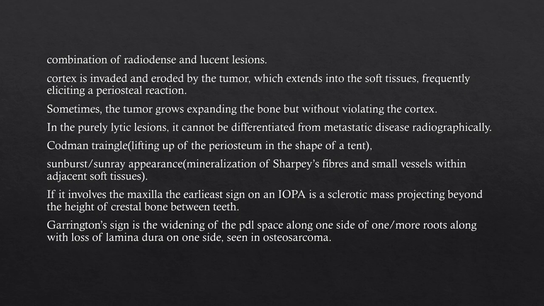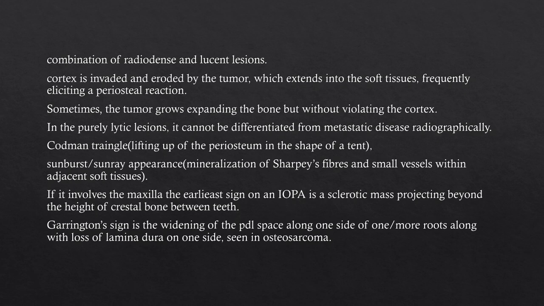Codman's triangle is one characteristic feature of an osteosarcoma, where there is lifting of the periosteum in the shape of a tent. The sunburst, sun-ray appearance is because of the mineralization of the Sharpey's fibers surrounding the teeth and small vessels within the adjacent soft tissues. If it involves the maxilla, the earliest sign on an IOPA is a sclerotic mass projecting beyond the height of the crestal bone, that's between the teeth. It's the initial sign of osteosarcoma.